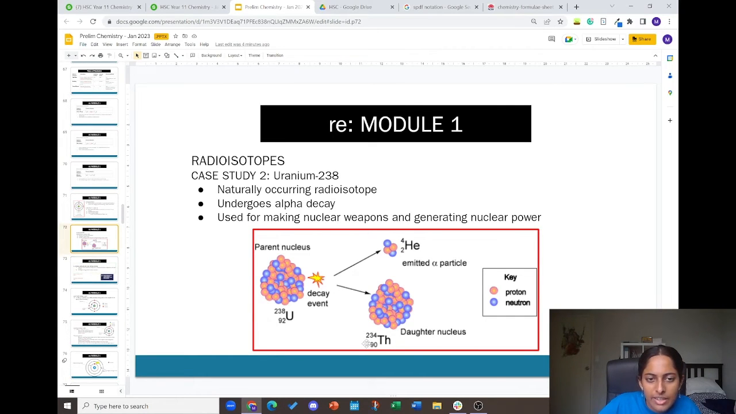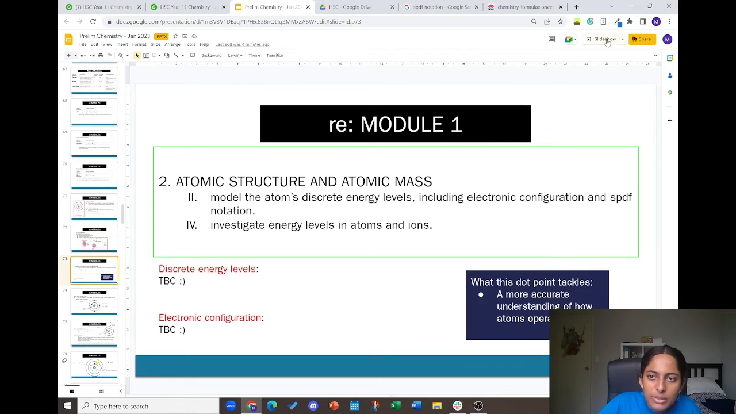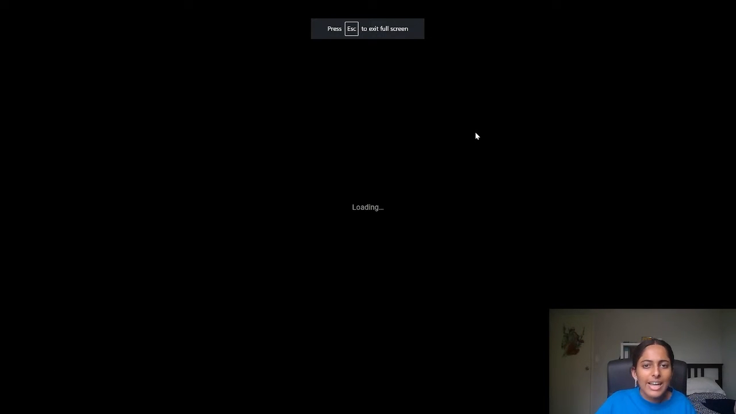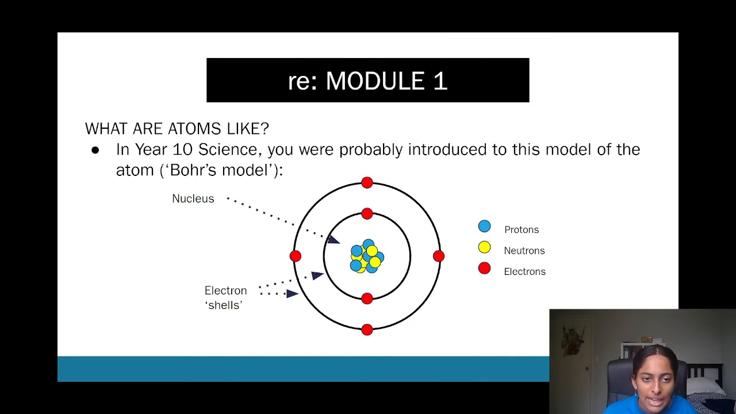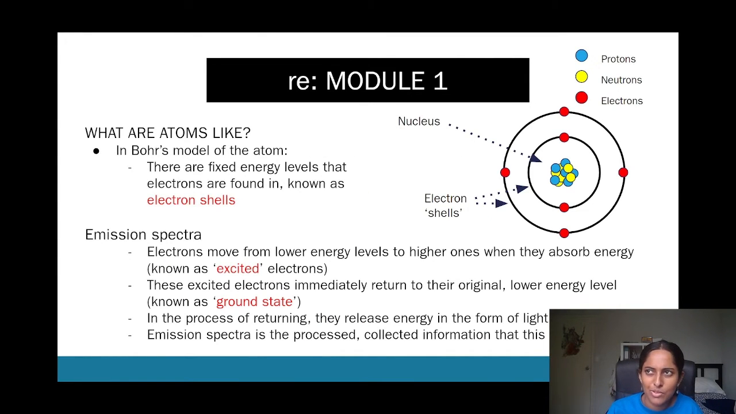And this is a case study of radioisotopes over here. If we further move on in terms of energy levels within atomic structure and atomic mass, you know that you have a nucleus and electron shells surrounding it, and they have electrons. This is something called the Bohr model. The shell model is typically the Bohr model, and you were probably introduced to this in year 10. I definitely remember it.